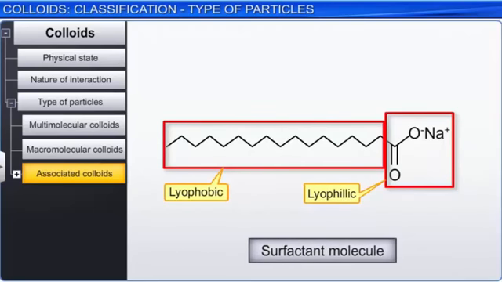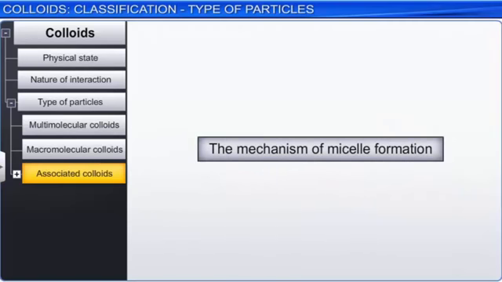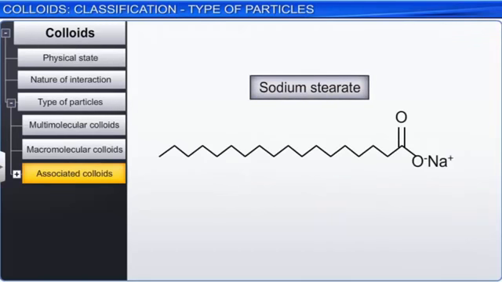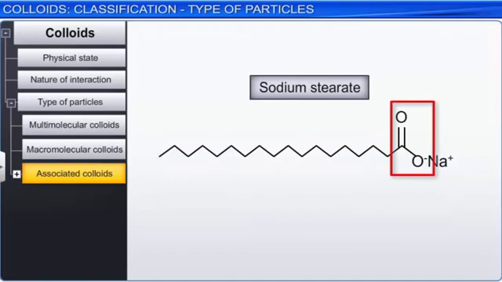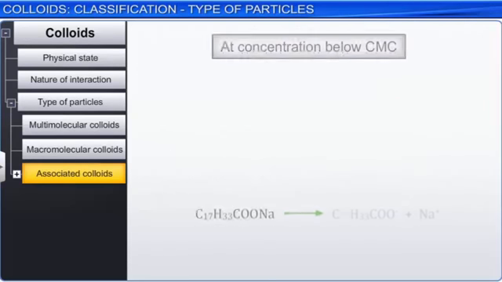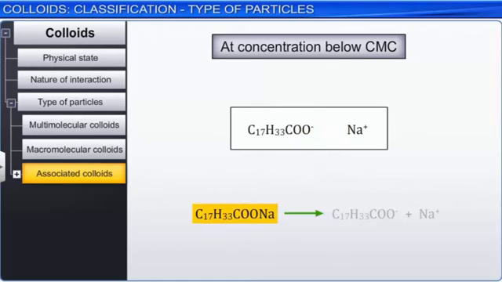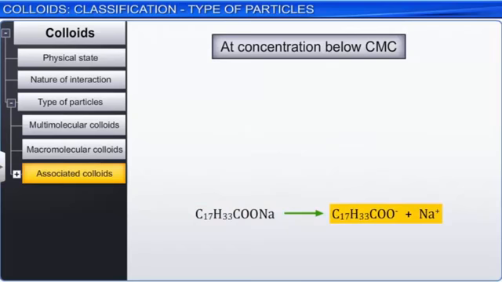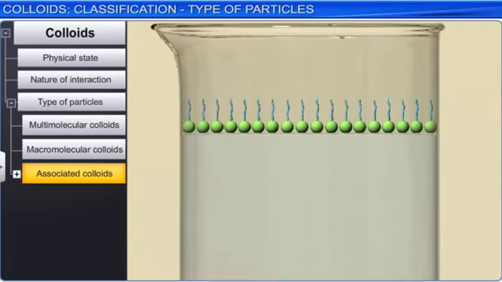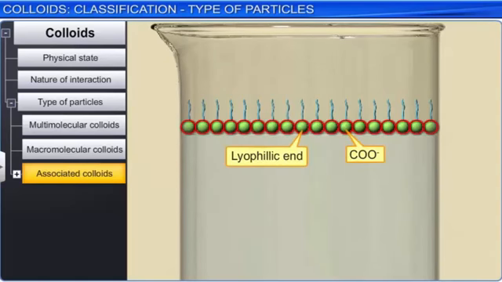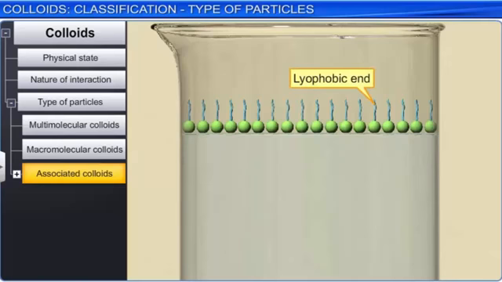Let us now discuss the mechanism of micelle formation. In sodium stearate, the long hydrocarbon part of the stearate radical, that is C17H35, is the lyophobic end, while COO minus is the lyophilic end. When the concentration of the solution is below its CMC, sodium stearate behaves as a normal electrolyte and ionizes to give sodium and stearate ions. These stearate ions remain on the surface of water and orient themselves in such a way that the lyophilic COO minus end dips in water, while the lyophobic C17H35 part stays away from it. At the critical micelle concentration, the polar COO minus part is pulled into the bulk of the solution.